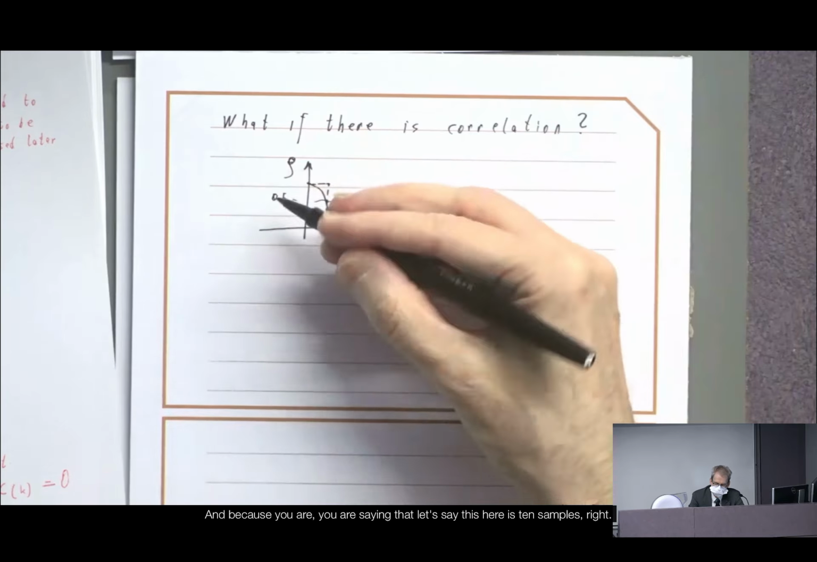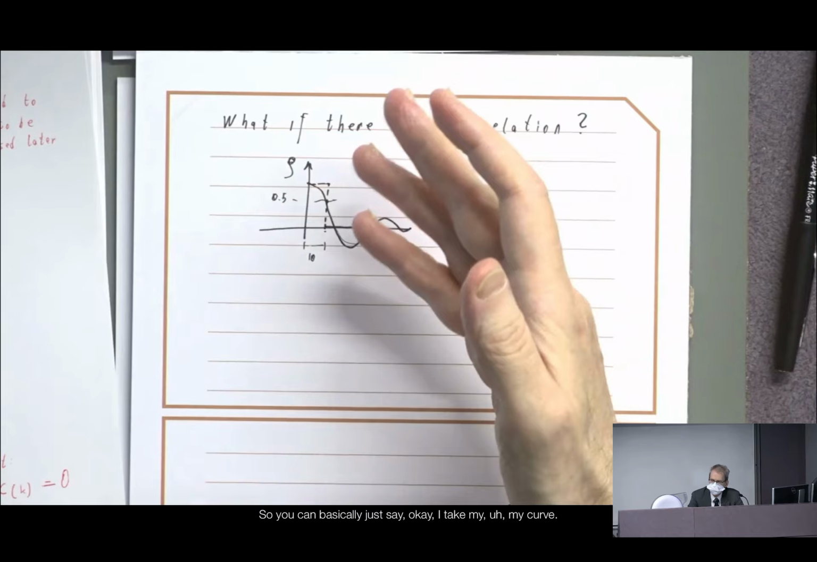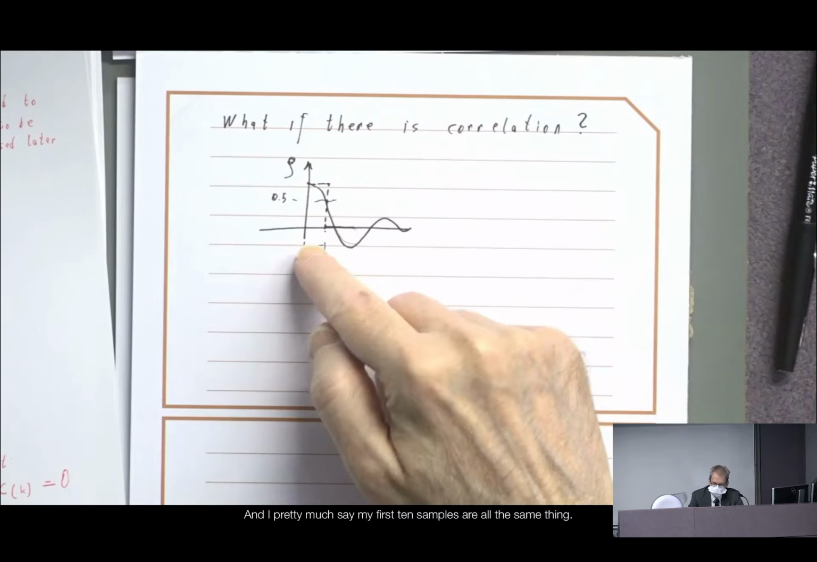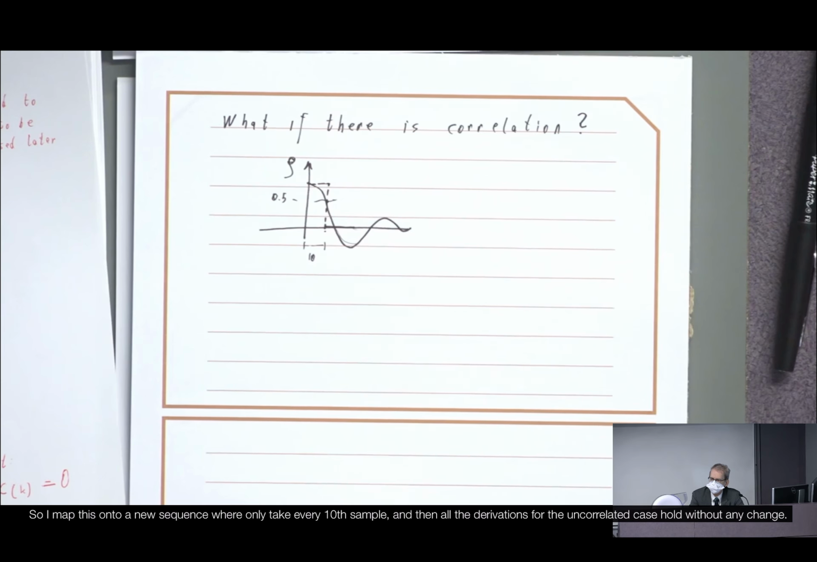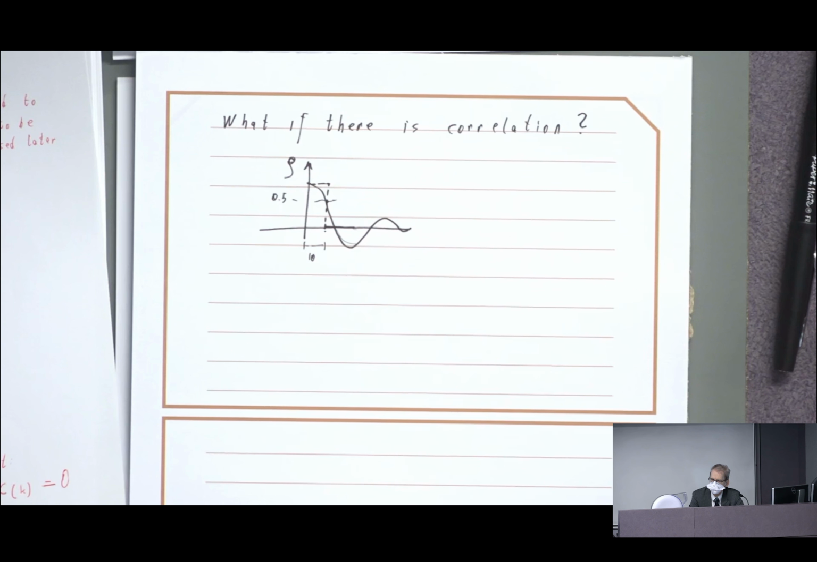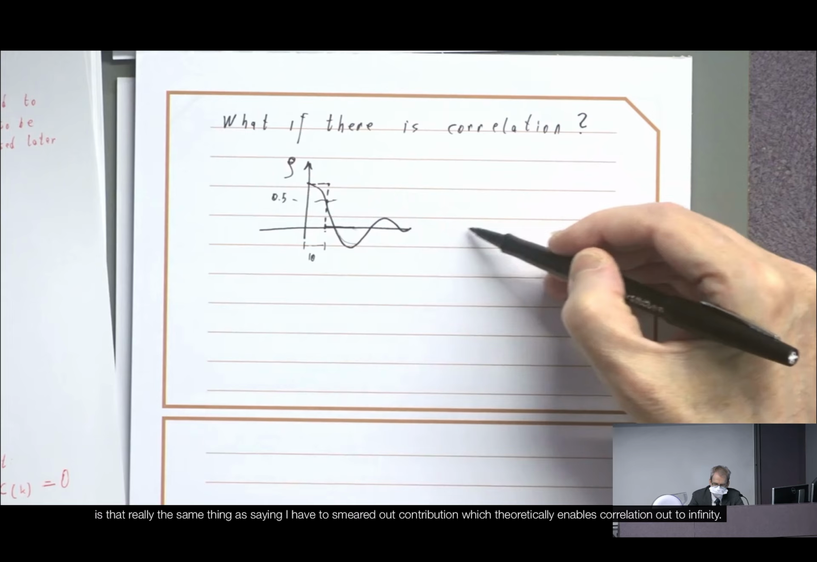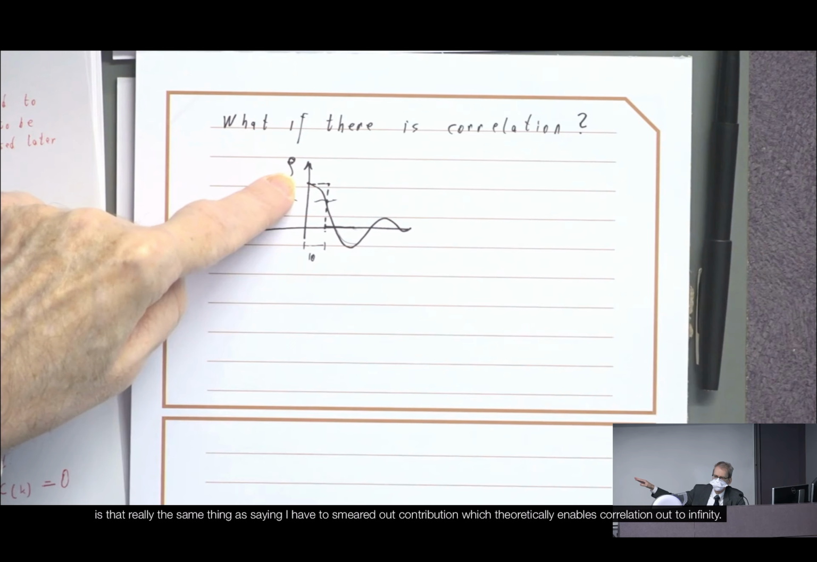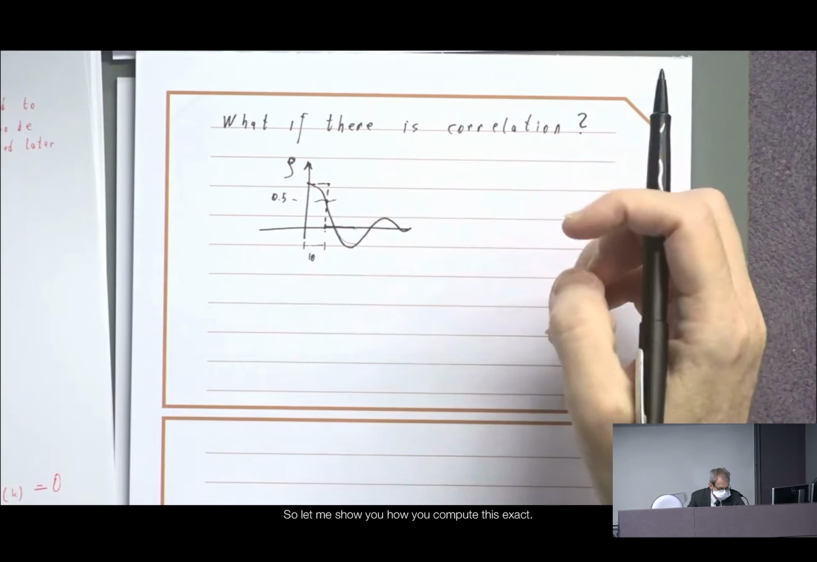Because you're saying that, let's say this here is 10 samples wide. So you can basically just say, okay, I take my curve, and my first 10 samples are all the same thing. So I map this onto a new sequence where I only take every 10th sample, and then all the derivations for the uncorrelated case hold without any change. So far, so straightforward. But then the question is, is that really the same thing as saying I have this smeared out contribution which theoretically enables correlation out to infinity? Do I still have that same convergence? That's not straightforward. So let me show you how you compute this exactly.